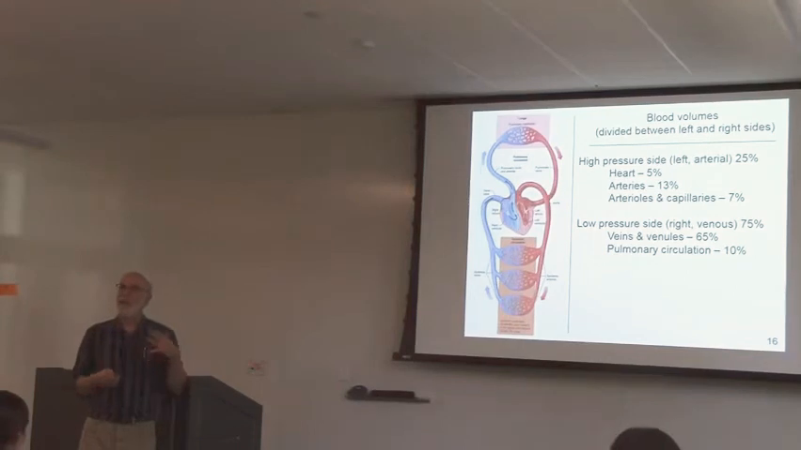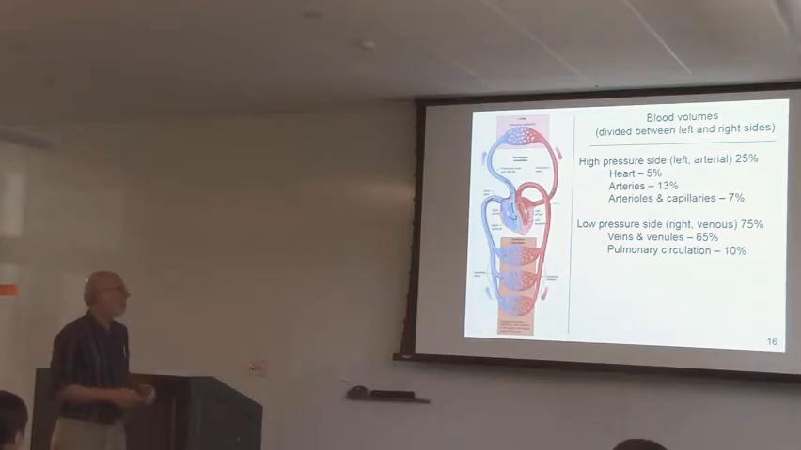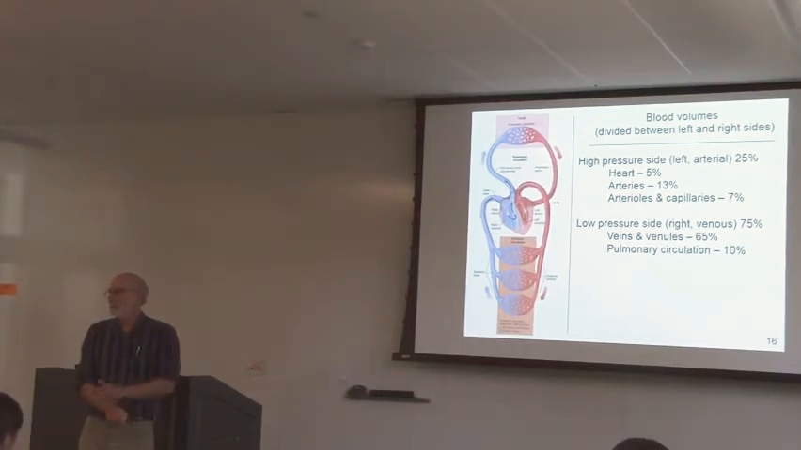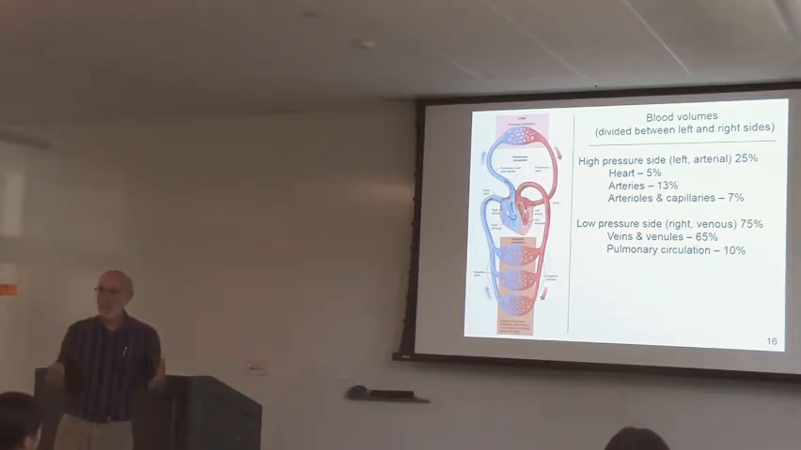And I want you to know the concept that only about a quarter of the blood is on the high pressure side, the left side, and 3/4 of the blood is on the low pressure venous side. And some of it is in the heart itself, some of it is in arteries, and some of it is in arterioles and capillaries. Okay? You don't need to know the numbers, it's just that this is supposed to add up to 25%. So only about 7% of your blood total is in the capillaries or the arterioles at any given time.